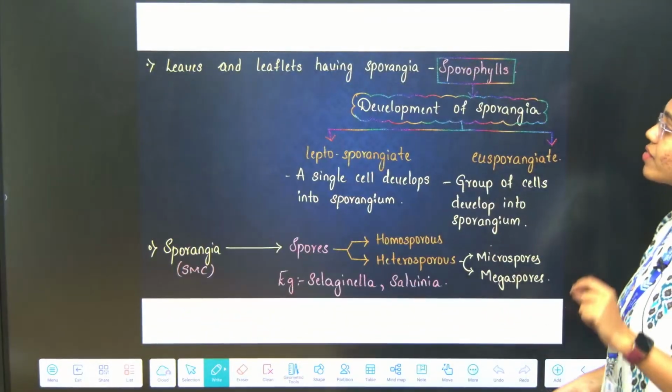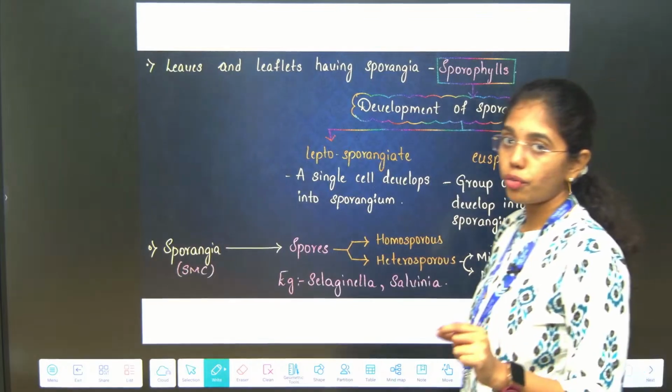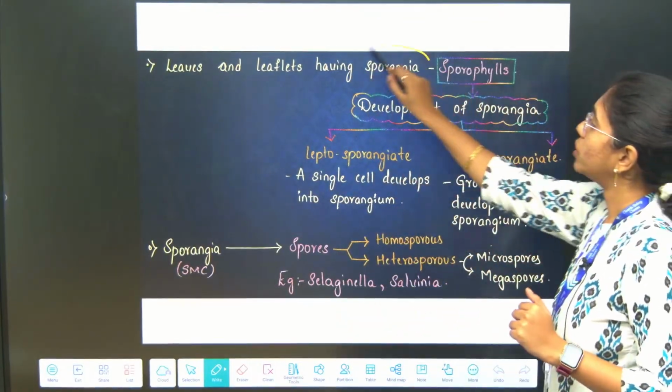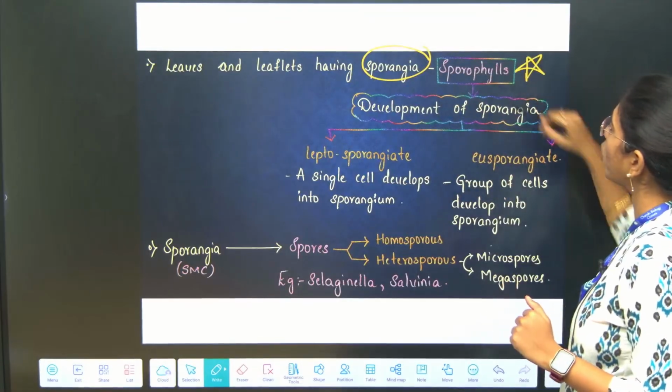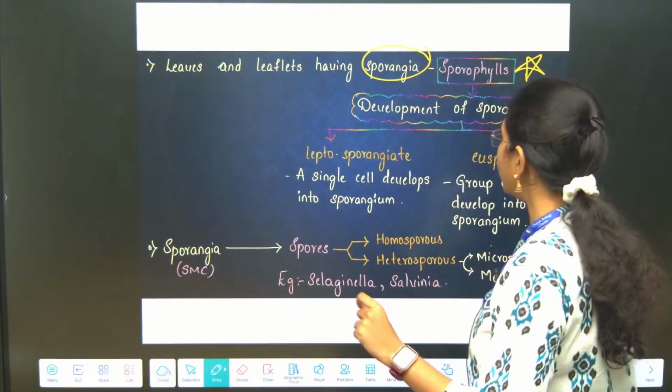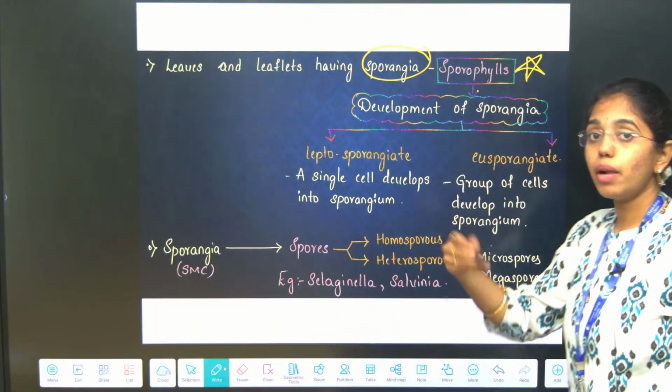Next, leaves and leaflets. As I told you, in pteridophytes they are bearing what? They bear the sporangia. That is the reason they are called sporophylls. Leaves and leaflets here are addressed as sporophylls. How is sporangia developed on the leaves?